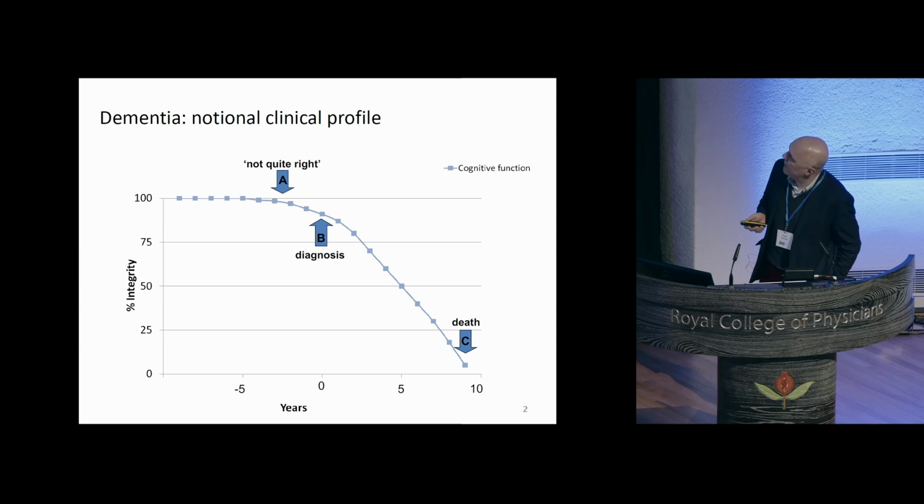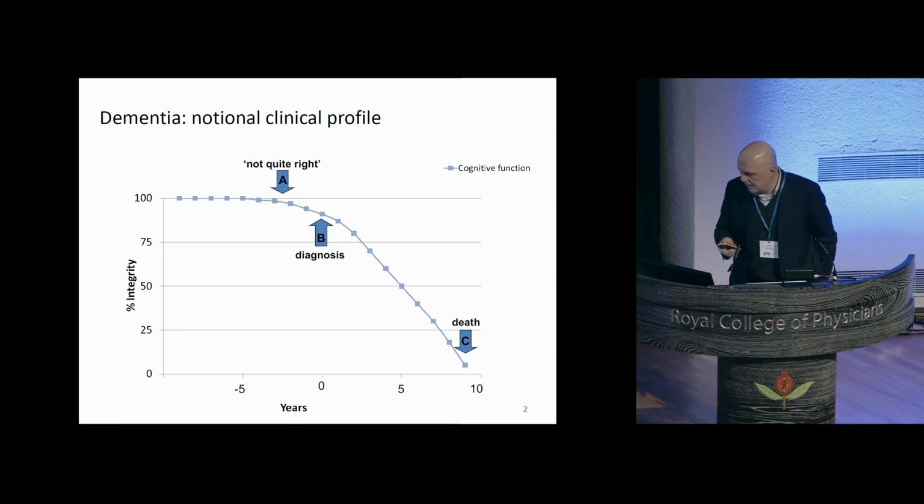Here's the notional profile. The patient potters on quite nicely. He's not quite right here, usually recognized by the family, usually retrospectively. He goes to the doctor. After months or years, he gets a diagnosis. In the absence of disease-modifying therapy, he declines until death.